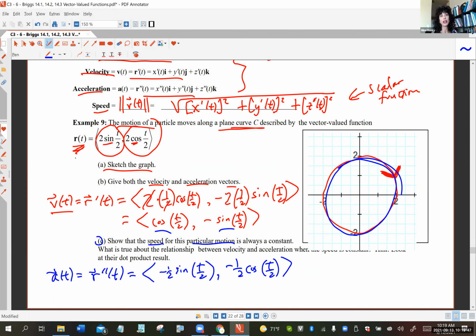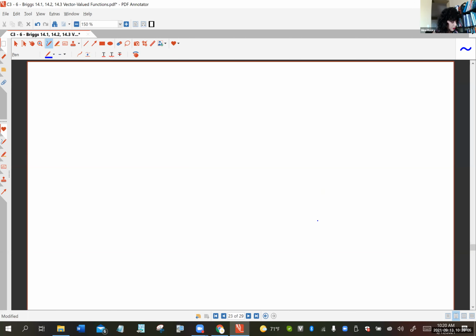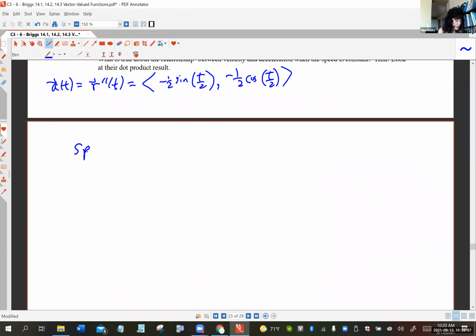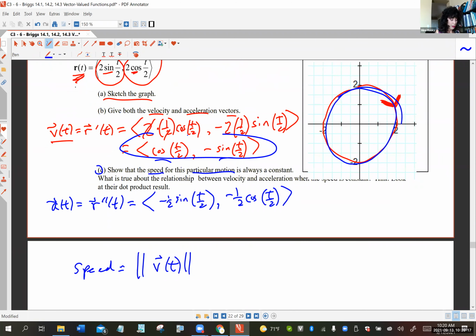Does that mean every single vector valued function is going to have speed that's a pure constant? No. Usually speed is a function of t. But for this particular one, it's going to turn out kind of cool, where the speed is always going to be a pure number. So let's do speed here. So speed is the magnitude of velocity. And we already got our velocity vector here in part B. So you're going to go square root of the sum of the squares of the components.